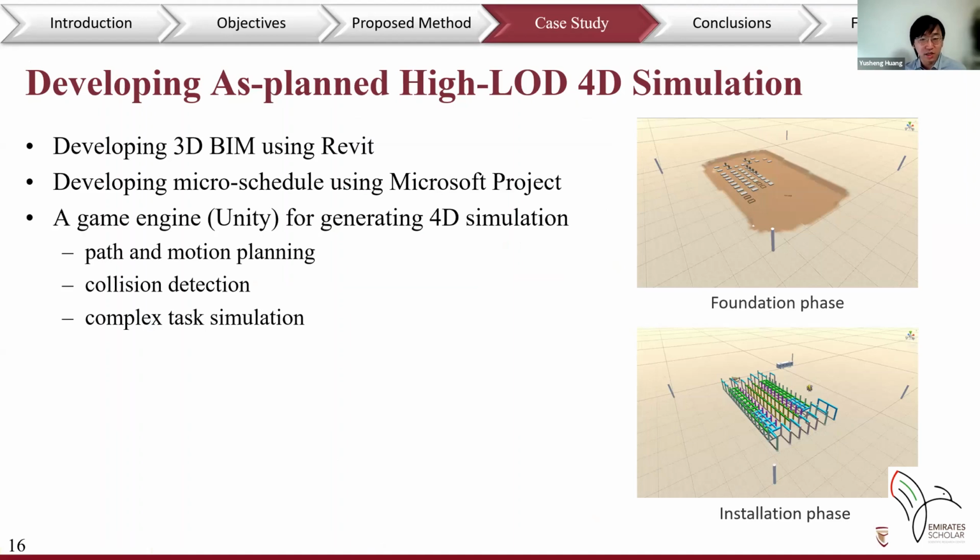Rather than using a typical BIM software to generate the 4D simulation, the 3D BIM and the microschedule are imported to Unity for generating the 4D simulation. Compared with the typical BIM software, a game engine has its own benefits as it is programmable, path and motion planning are feasible. The game engine is also able to perform collision detection and animate complex tasks.